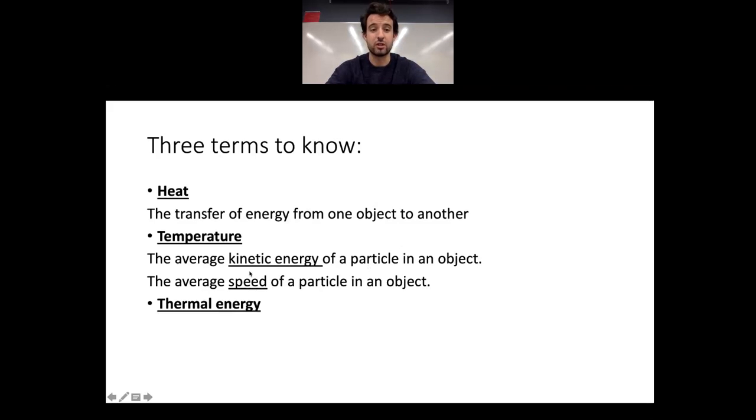That might be a little bit easier to write down. Also know that speed equals kinetic energy. Make sure to write that down. Also write down the definition for thermal energy when we get to it, and write down the definition for heat.